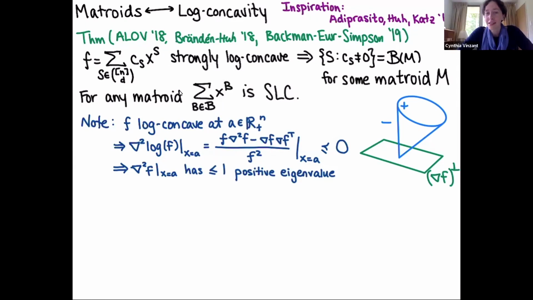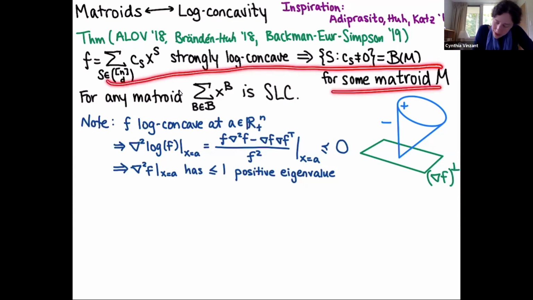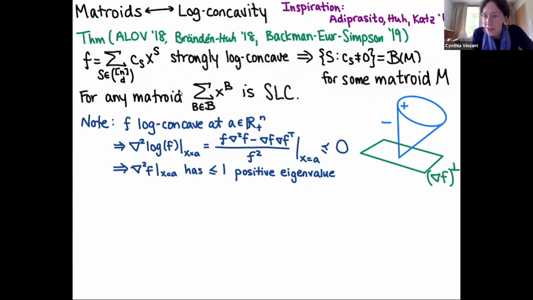And also the first part of this statement is true for stable polynomials and was known previously. And there's a lot of work trying to figure out what matroids come this way, either with coefficients 1 or with some coefficients. And it's really a mess. Like it's really hard.